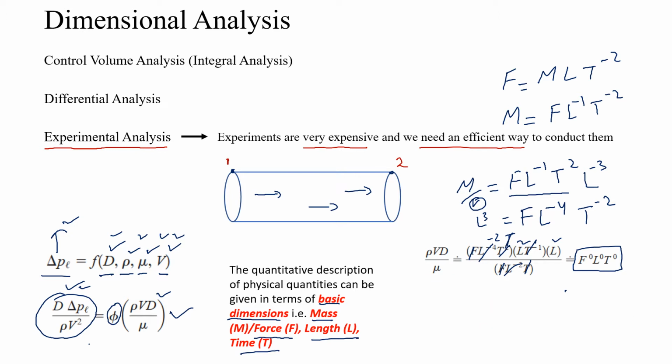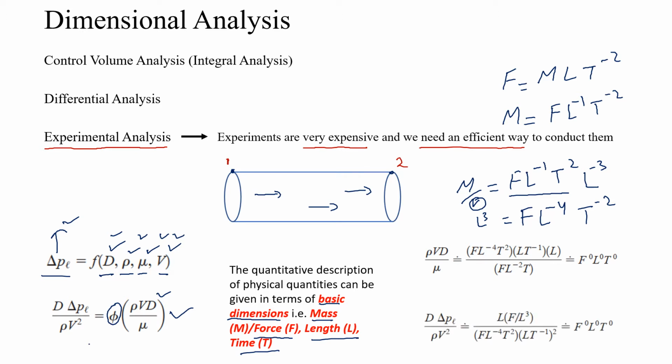Now let's see how the term on the left hand side of the equation that we wrote is dimensionless. If we write the units of diameter, the pressure drop per unit length, the density and the velocity, we will come up with the same result, and this is also dimensionless. Here you might be confused about how the pressure drop per unit length is represented.